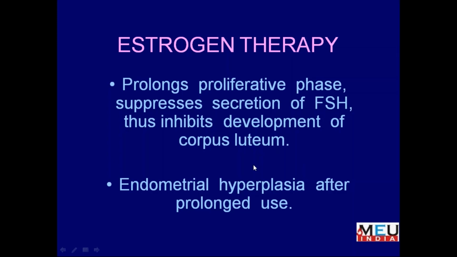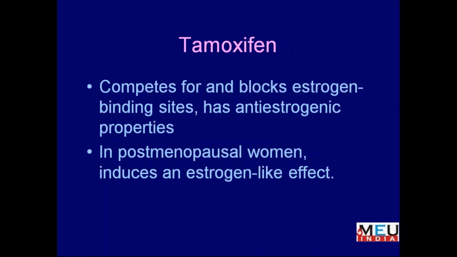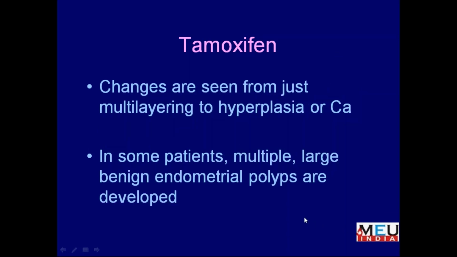Endometrial hyperplasia after prolonged use of estrogen could be seen, and estrogen therapy is given for relief of menopausal symptoms, as therapy for carcinoma breast, and for management of hypogonadal conditions. Tamoxifen these days is given for tumors, which competes for the estrogenic sites and has anti-estrogenic properties in post-menopausal women. It induces estrogenic-like effects, and with tamoxifen we can see changes from just multilayering to hyperplasia, or even carcinomas can develop. In some patients, multiple or large endometrial polyps may also develop.